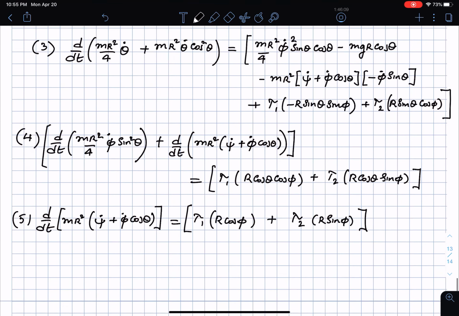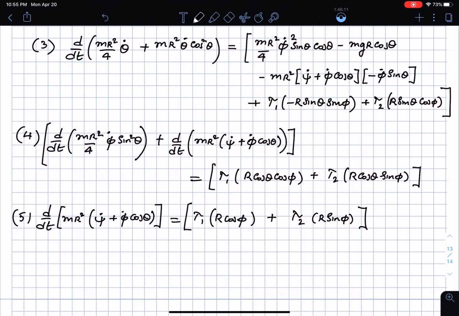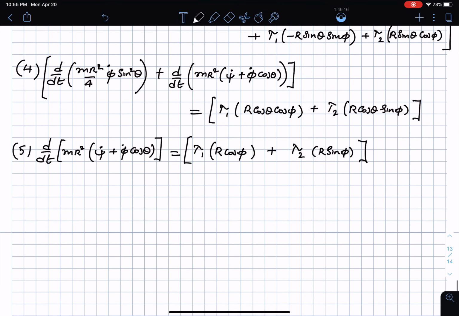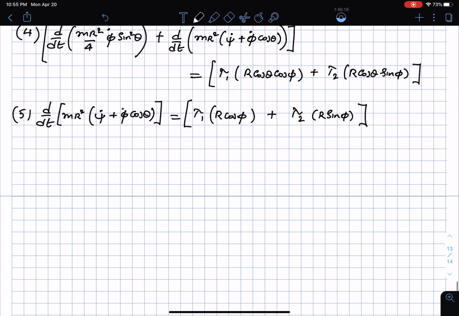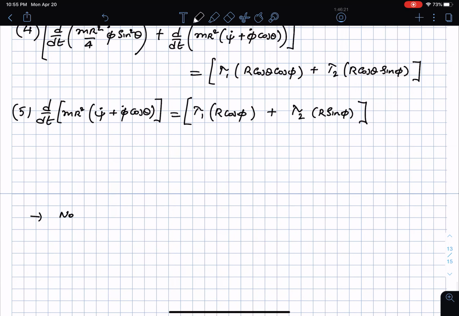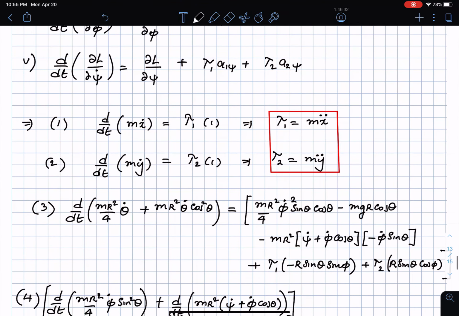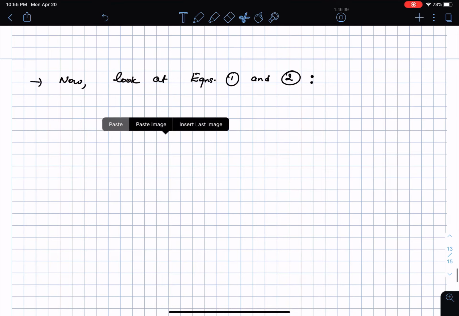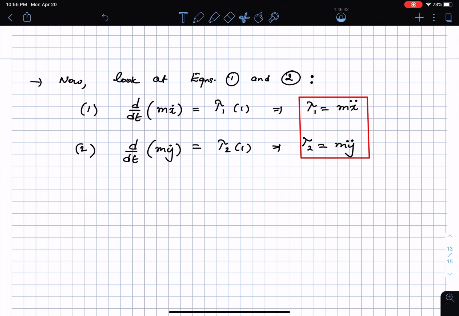Okay, so these are our equations so far, and here is a strategy. Now what we're going to do is this. So how to go further is this. Now look at equations 1 and 2. So from here, this is what I end up getting. I copy that and I paste that here. This is equations 1 and 2.